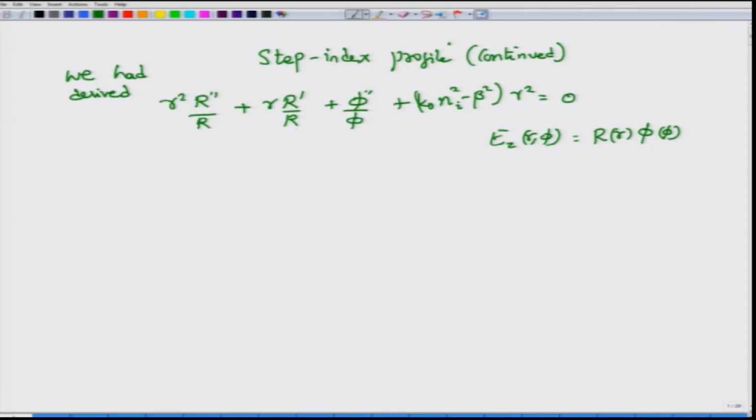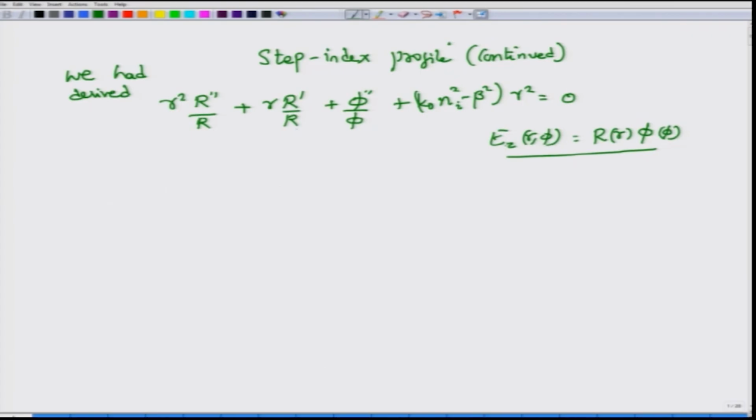So, to solve that partial differential equation, we started employing the method called the method of variable separation, or sometimes called the variable separable method. The essence of the variable separable method is to write down the unknown solution as the product of functions of individual coordinates. For example, since we know that Ez depends on r and phi, its z dependence is already very well known to us.